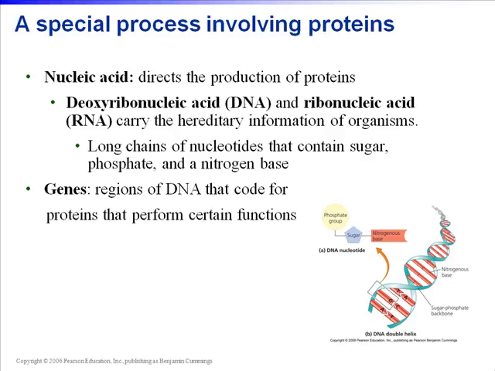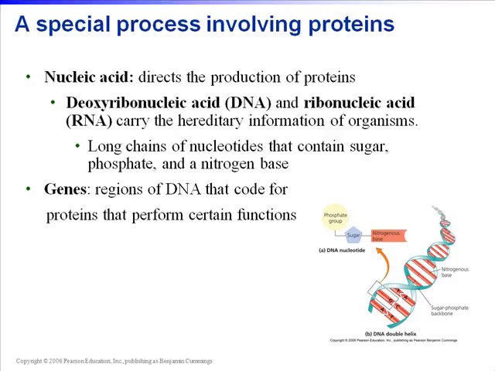Here's a quick look at a special process involving proteins. Nucleic acids direct the production of proteins. Okay, so nucleic acids are one of the categories of macromolecules, and there are 2 examples of nucleic acids found in nature inside of living things. They are DNA and RNA. DNA is deoxyribonucleic acid, and RNA is ribonucleic acid. And you may know that DNA and RNA carry the hereditary information of organisms. So the information that is passed on to the offspring.